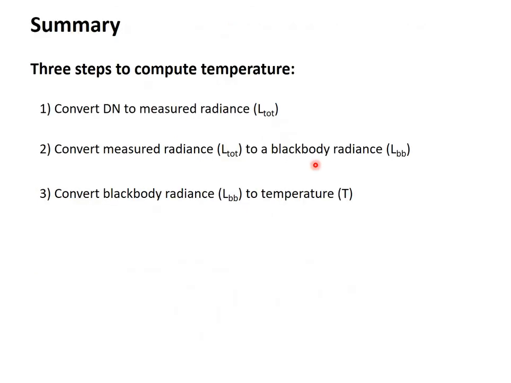So in summary, we used 3 steps to compute temperature. We converted digital numbers to radiance. We then converted that measured radiance into a black body radiance. And then we converted that black body radiance to temperature using Planck's law in the last step.